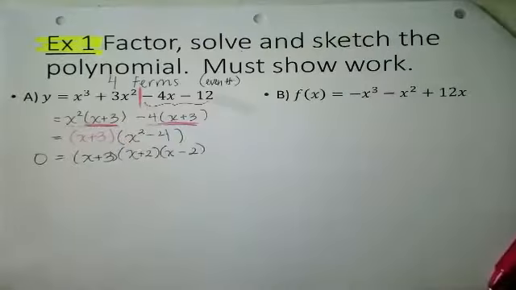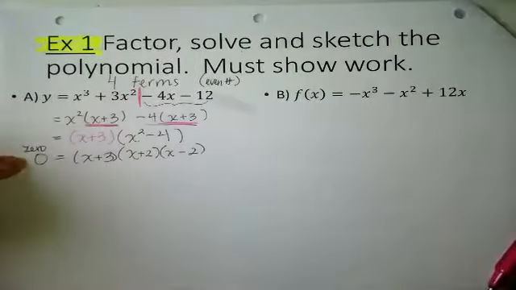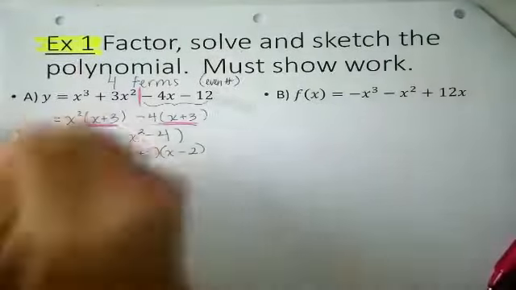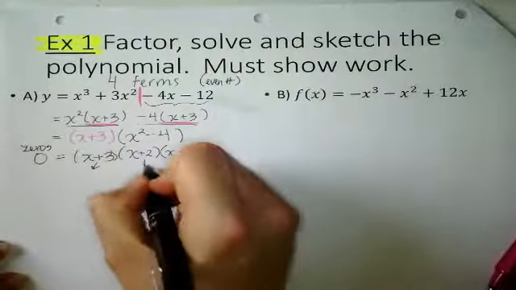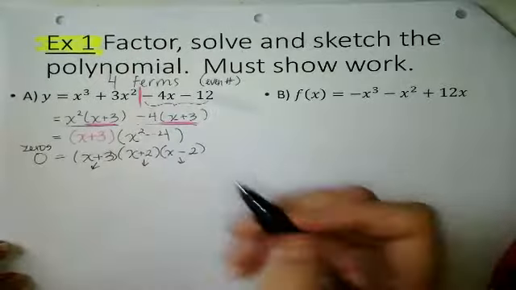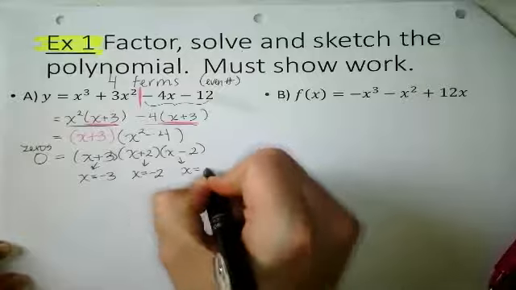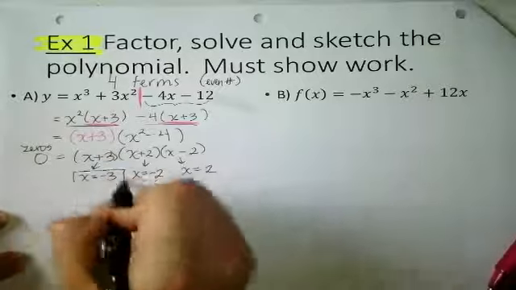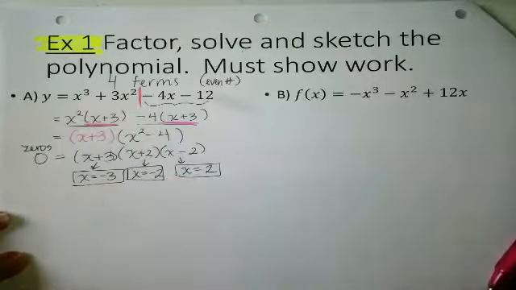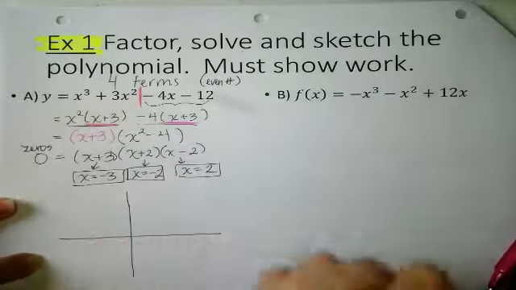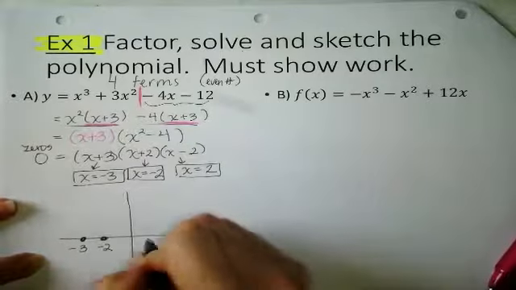So once we completely factor our polynomial, then we can see the zeros. When you set it equal to 0, you are finding the zeros of the graph. To do that, you just set each bubble equal to 0. Well, that's pretty easy to do. It turns out x equals -3, x equals -2, and x equals +2. And these are the x-intercepts. So I can graph those x-intercepts. I have a -3, I have a -2, and I have a +2.